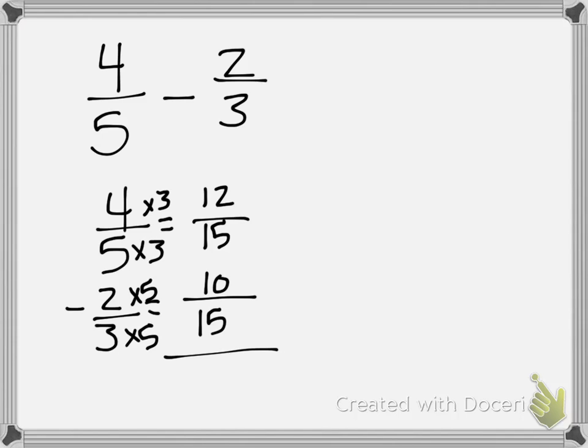Now when I subtract, again, the denominators are the same, so they just stay the way they are. I subtract the numerators. 12 minus 10 is going to give me 2/15. Nothing can divide evenly into 2/15, so that is my answer. All right? Let's try one more, and then I want you to try one.